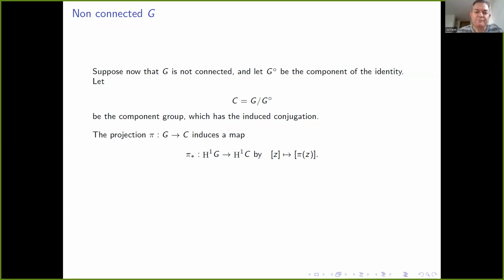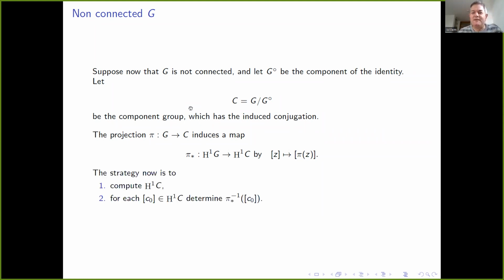Okay. Now, the group G projects to C, right? Because C is a quotient of G. And that induces a map, the projection pi induces a map pi star from the H1 of G to the H1 of C, basically by mapping a class of Z in the H1 of G to the class of pi of Z in the H1 of C. So that's a very easy map. But what we want is the inverse of this map. And that seems a bit daft.